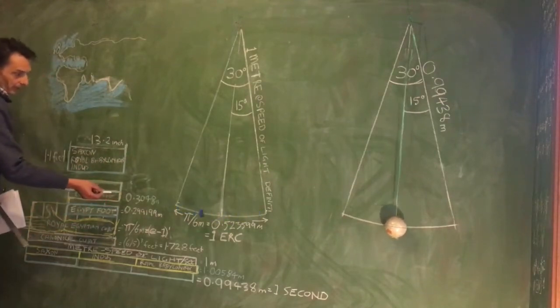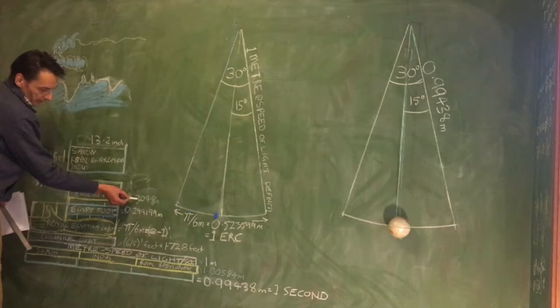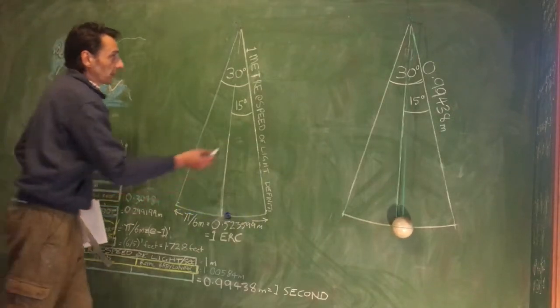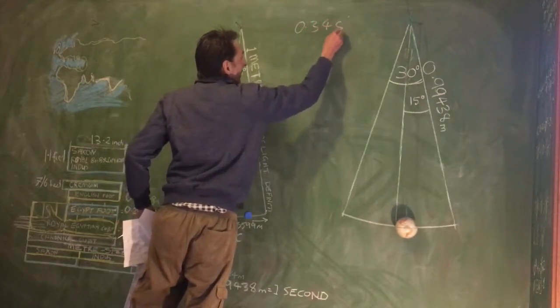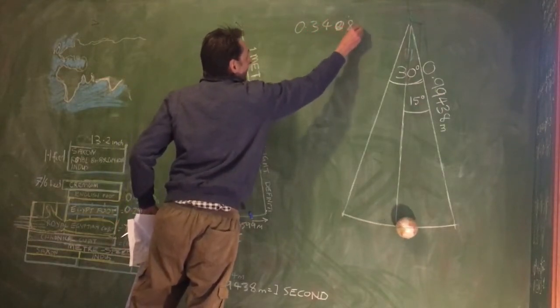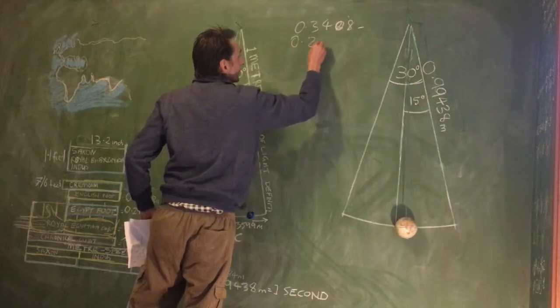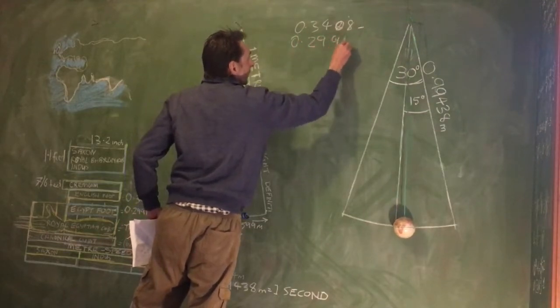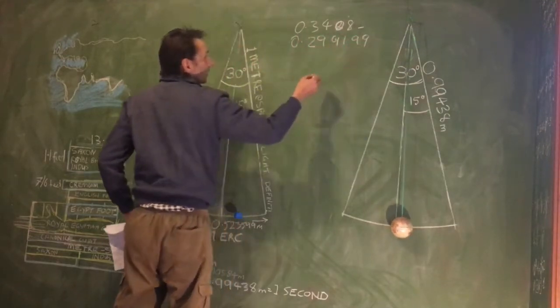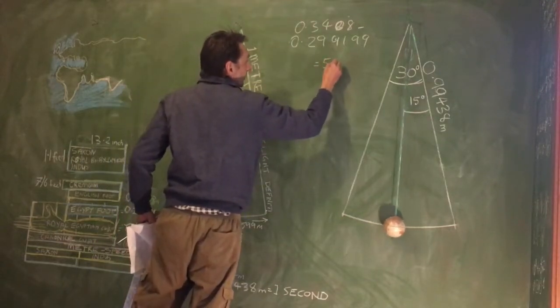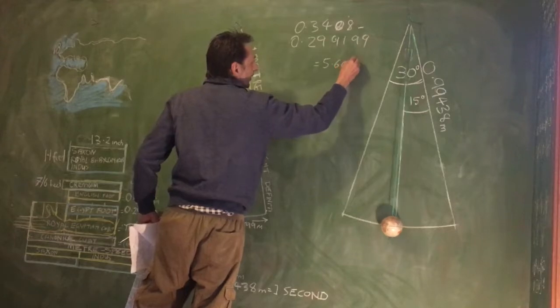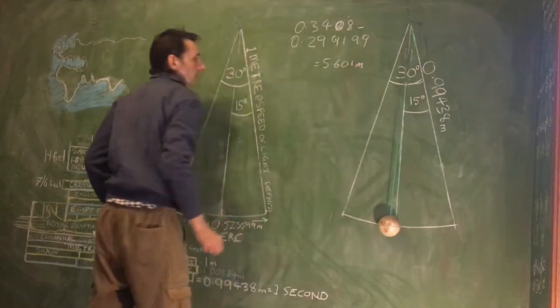Now, I covered it earlier, but let's see, 0.3048 minus 0.299199 in millimetres, that turns out to be 5.601 millimetres.